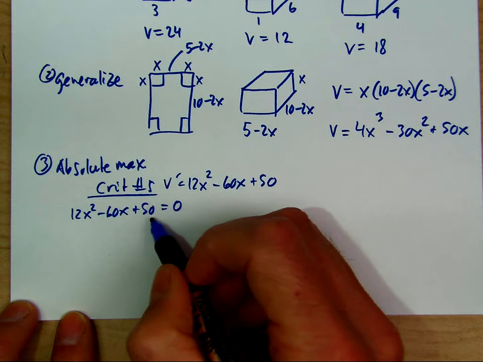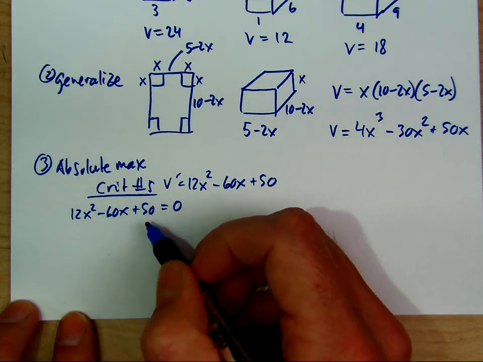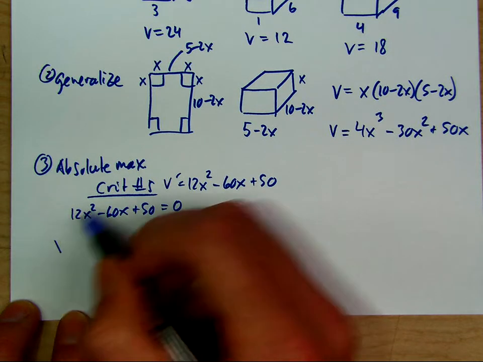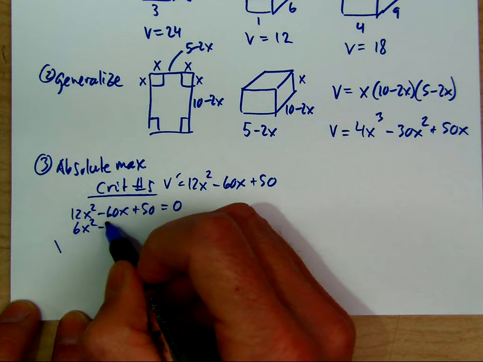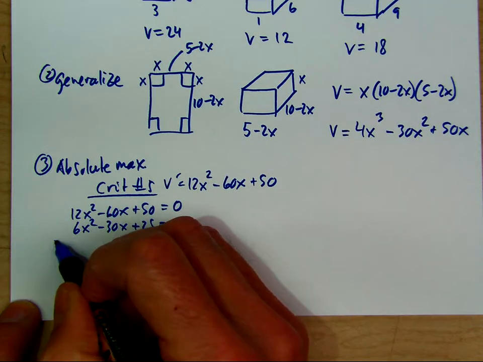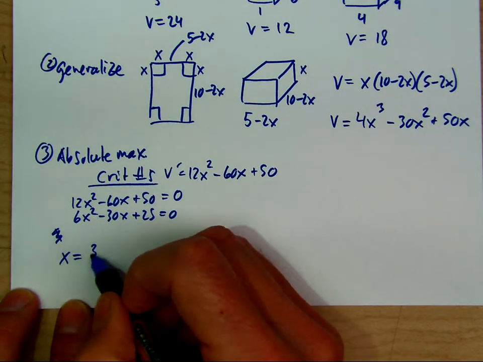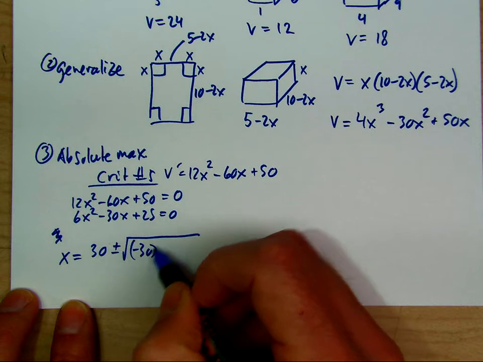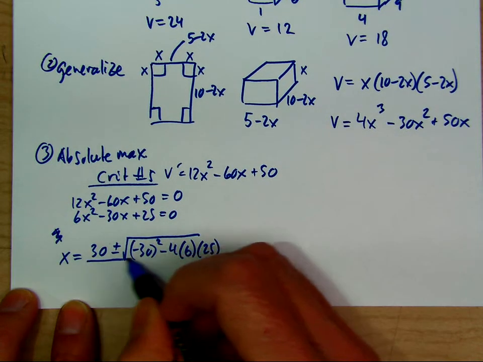We can reduce it by 2, but we're going to end up using the quadratic formula. So we'll just do the quadratic formula. Let's go ahead and reduce it. So divide everything by 2 and we get 6x squared minus 30x plus 25. And then we'll do the quadratic formula. X equals negative b plus or minus square root b squared minus 4ac over 2a.